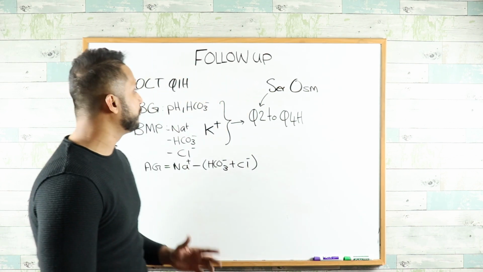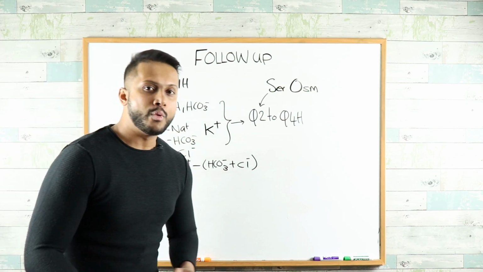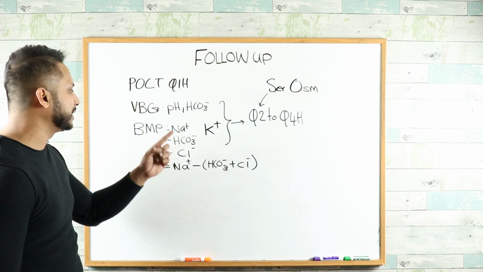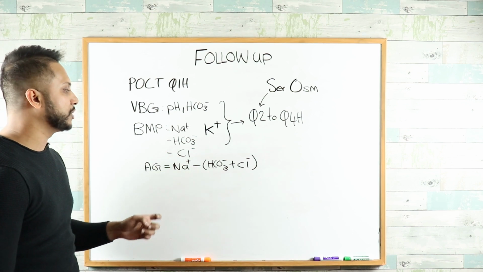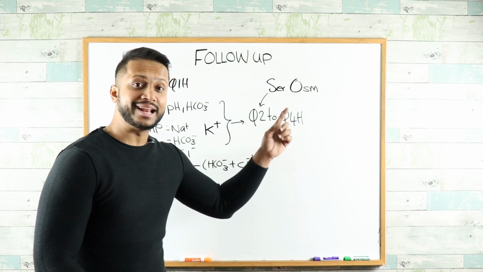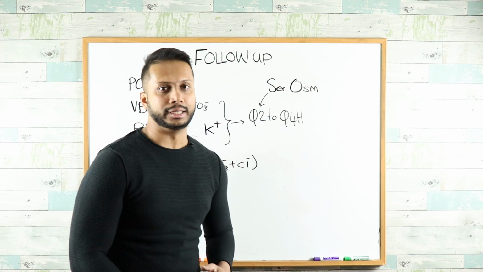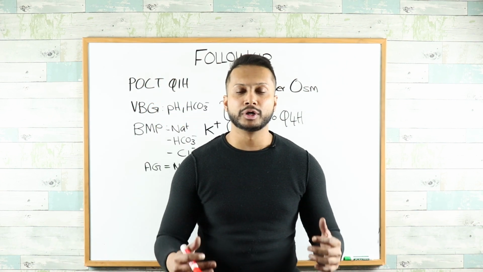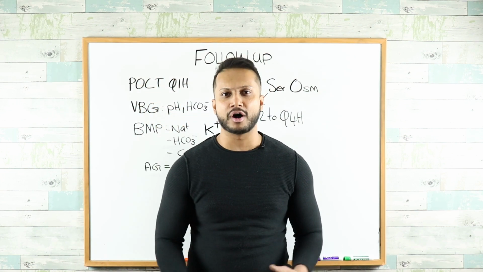So you're going to get your finger sticks every 1 hourly, whereas you're going to do a venous blood gas, a BMP to calculate your anion gap, and your serum osmolality every 2 to 4 hourly. And that's it. This is how you're going to monitor the progress of your treatment of your patient.